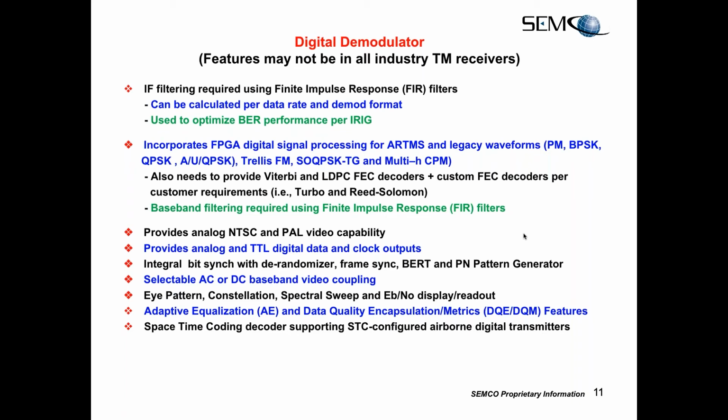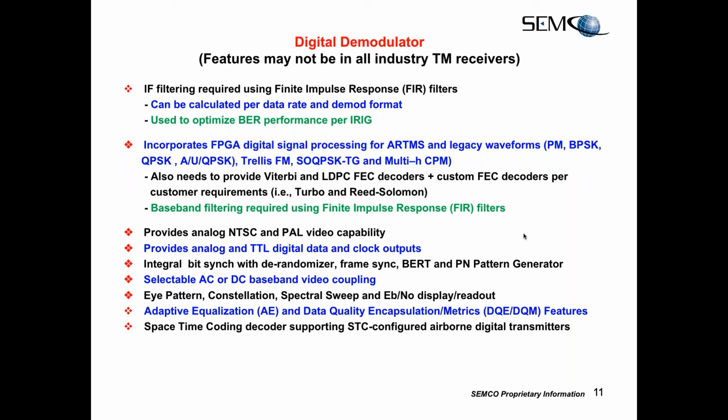Then the FPGA also needs to be able to support baseband filtering, again using FIR filters, which can be calculated and selected per data rate and modulator format. You also want to make sure that it meets your requirements, and if it's specified by your range capability, that you have NTSC and PAL video capability. You obviously want both TTL digital data and clock outputs, as well as analog outputs. You need those in both TTL and RS-422. They're both used, required, and standard in most all of the range applications.